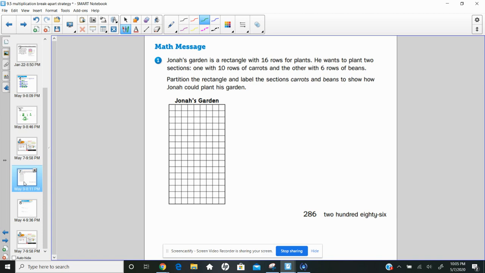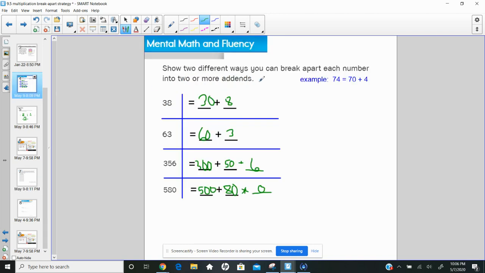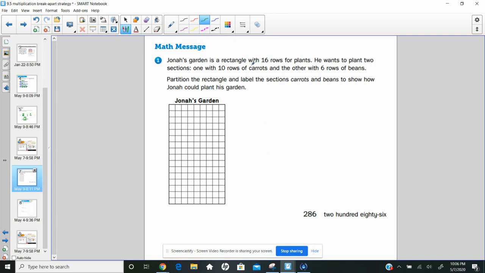So this is something we want to make sure we do too. This is in your math message. This is not in your packet, but is in your book and is something you should be able to do. It, again, is like our mental math, giving us examples of how we can break it up. It says Jonah's garden is a rectangle with 16 rows for plants. He wants to plant 2 sections, one with 10 and another with 6. It says to partition, which means to break apart the rectangle, and label the sections carrots and beans.